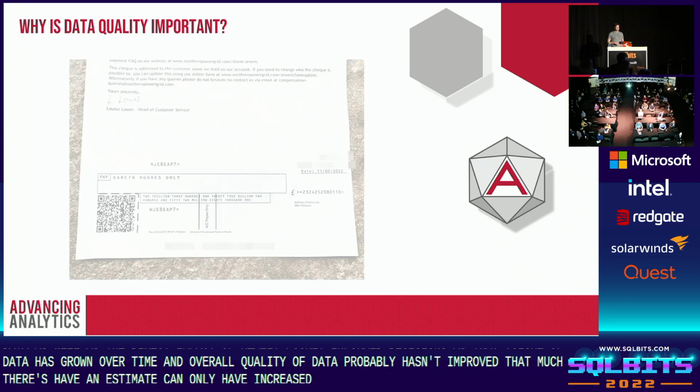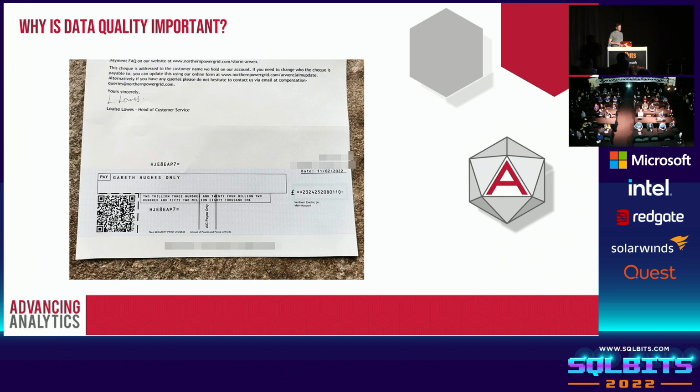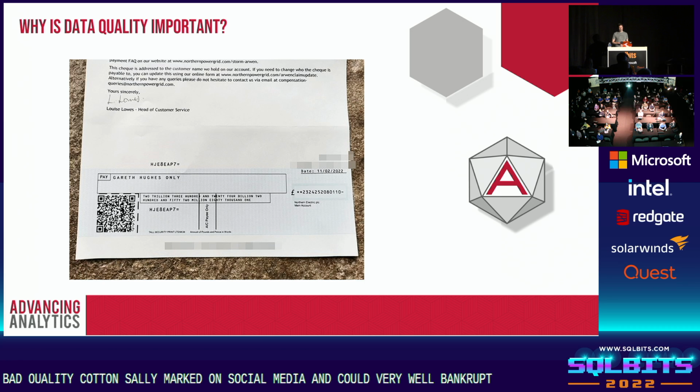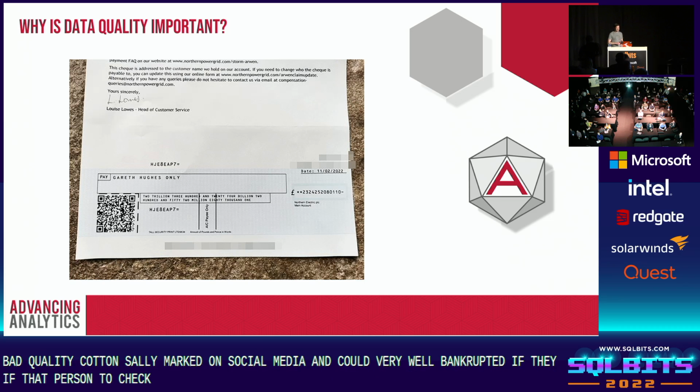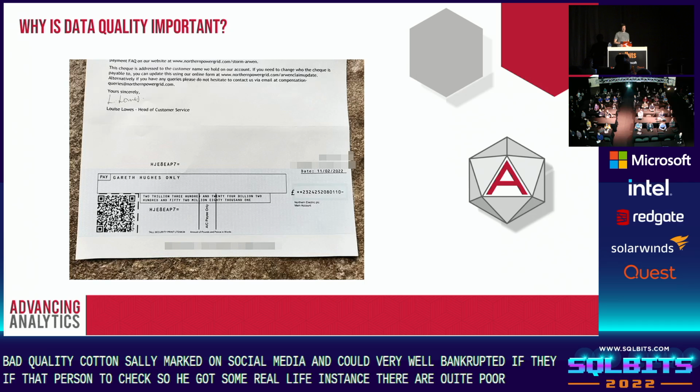What about Northern Power Grid? Bad data quality got them soundly mocked on social media and could have very well bankrupted them if that person had cashed the check. So we've got a real life instance there of quite poor data quality.